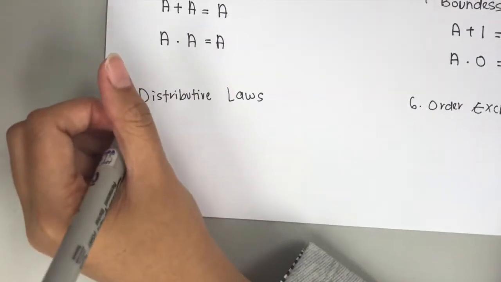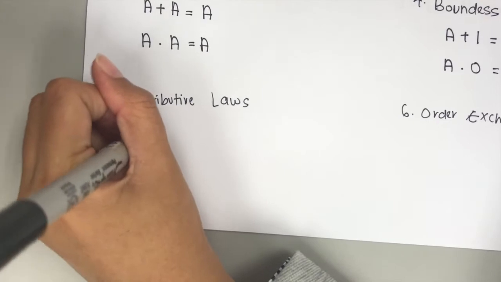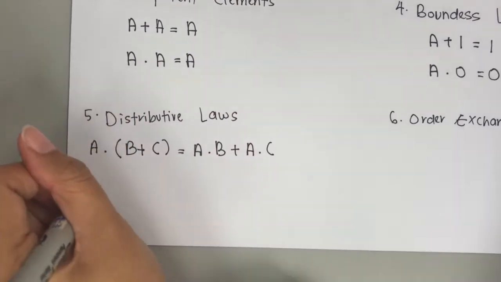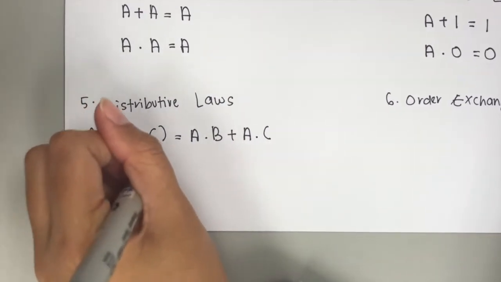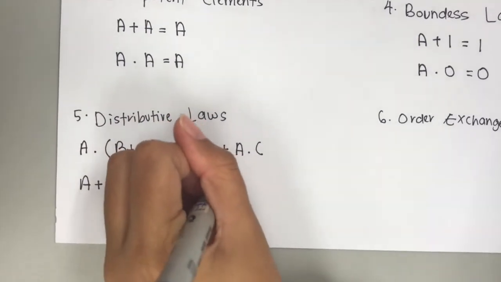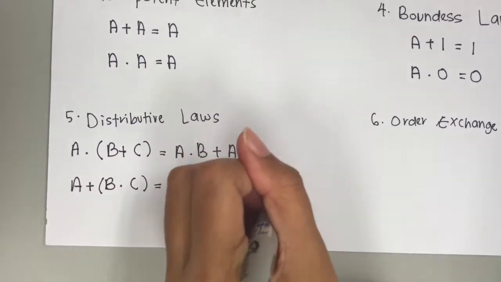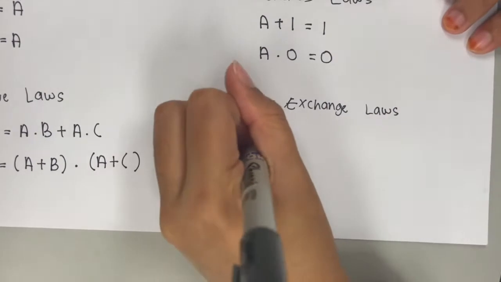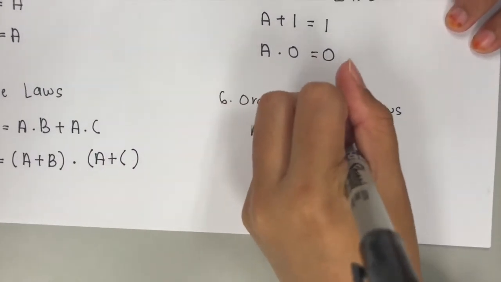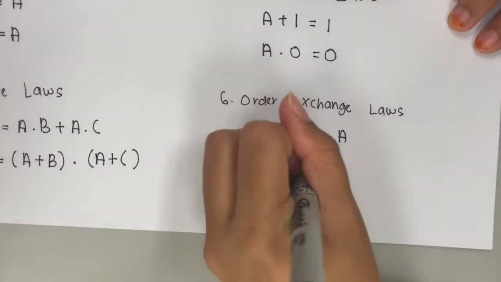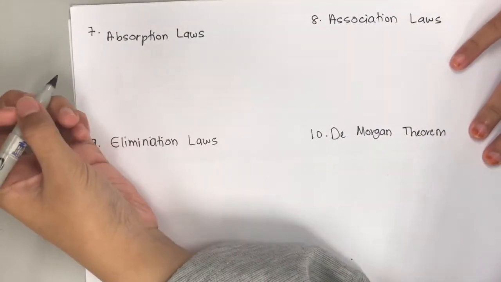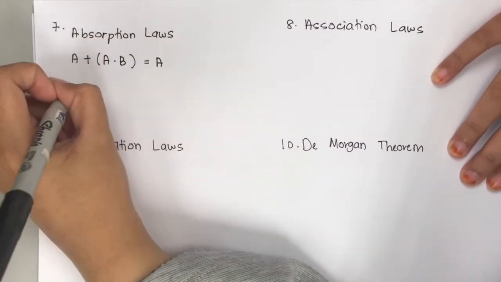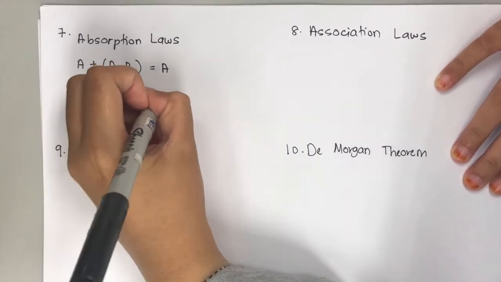The fifth one is the distributive laws, which can be written as a dot b plus c equals to a dot b plus a dot c or a plus b dot c equals to a plus b dot a plus c. And next one is order exchange laws, which can be written as a dot b equals to b dot a or a plus b equals to b plus a. The next one is absorption law, which can be written as a plus a dot b equals to a or a dot a plus b equals to a.